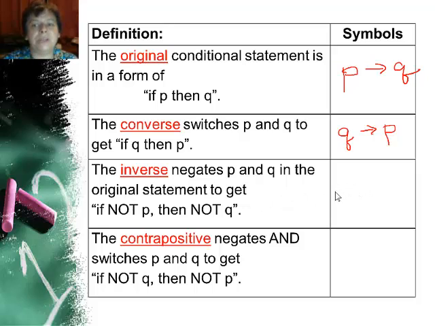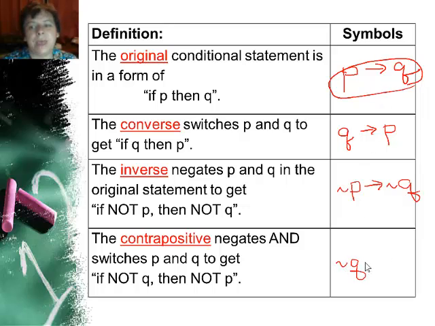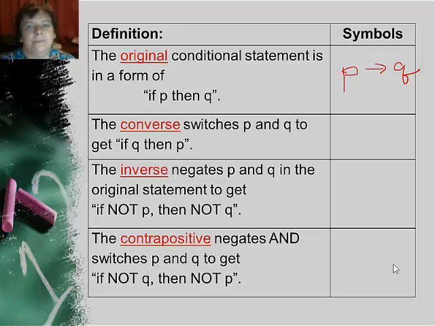The inverse is the negating of the original statement. This is the one we start with. So if not P, then not Q. And the contrapositive does both. It negates and switches. So Q comes to the front with a negative, and P goes to the back with a negative. So let's go ahead and practice this.